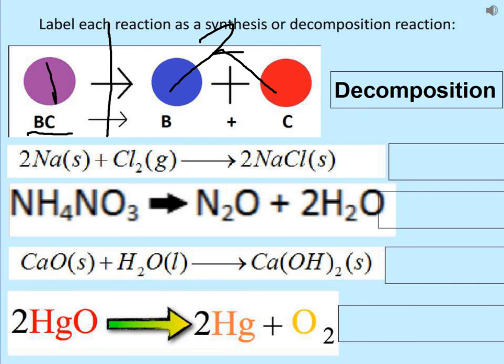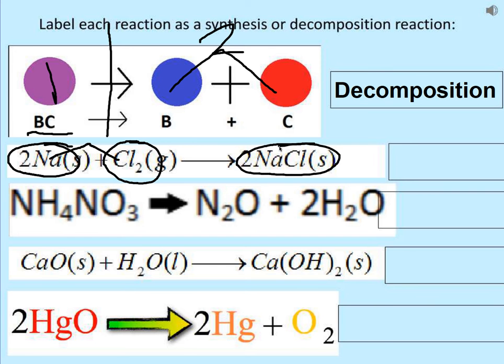In the next one, we have a compound here, and not a compound here, that's an element. And we have on the other side two different substances making one. So if you have two making one, it's like building up a building with many bricks, making one building in the end. That's called a synthesis reaction.